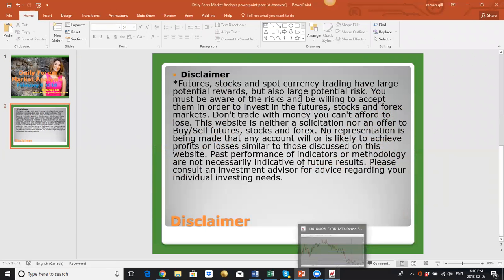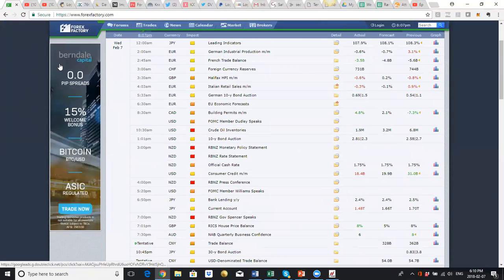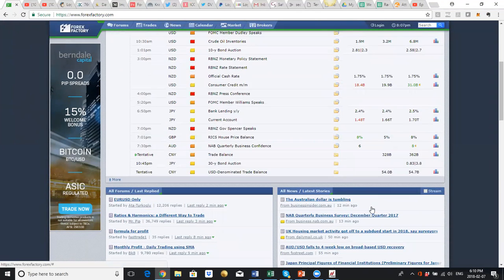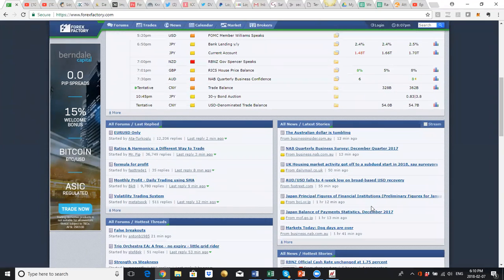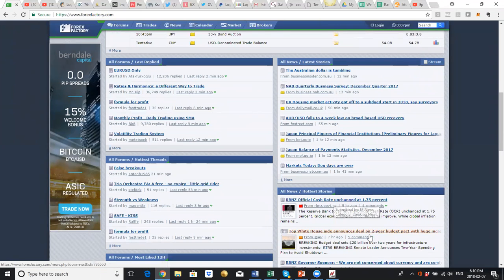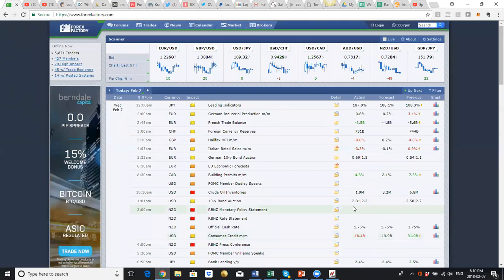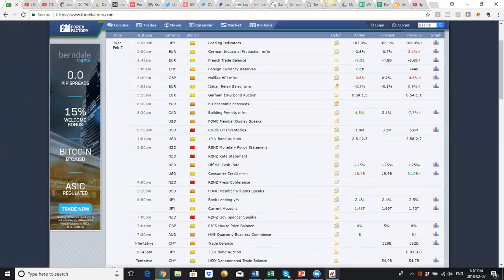All right, so we'll start off with our Forex Factory calendar here. In terms of the news, we had the Reserve Bank of New Zealand monetary policy statement. So the cash rate is unchanged, and they're looking for global inflation and economic growth to stay the same. All right, so they kept things the same.